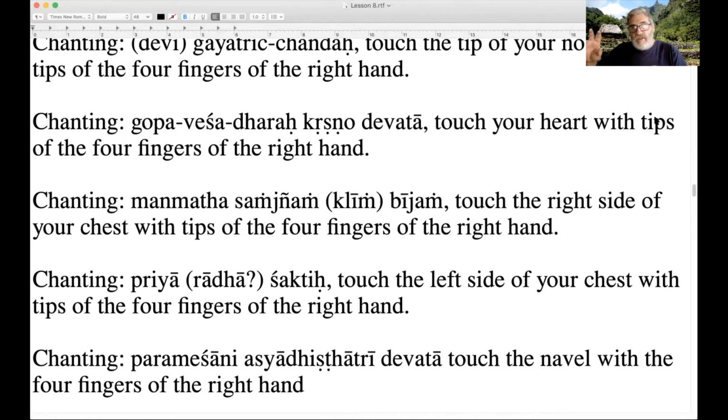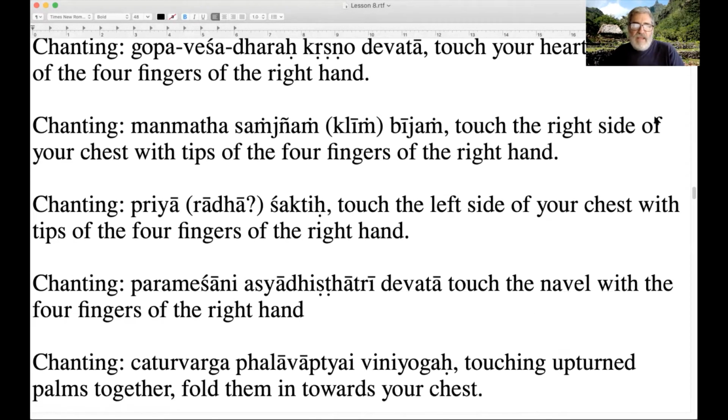Remember when baby Krishna got up into a tree when the gopis were bathing naked in the Yamuna, and he stole their clothes. So Gopa Vesha Dhara Krishna Devata, right? So we meditate upon that lila and touch the heart, right? So Manmata means Cupid, right? The god of love, right? Kamadev, right? Manmata Sangyam Kleem Bijam.